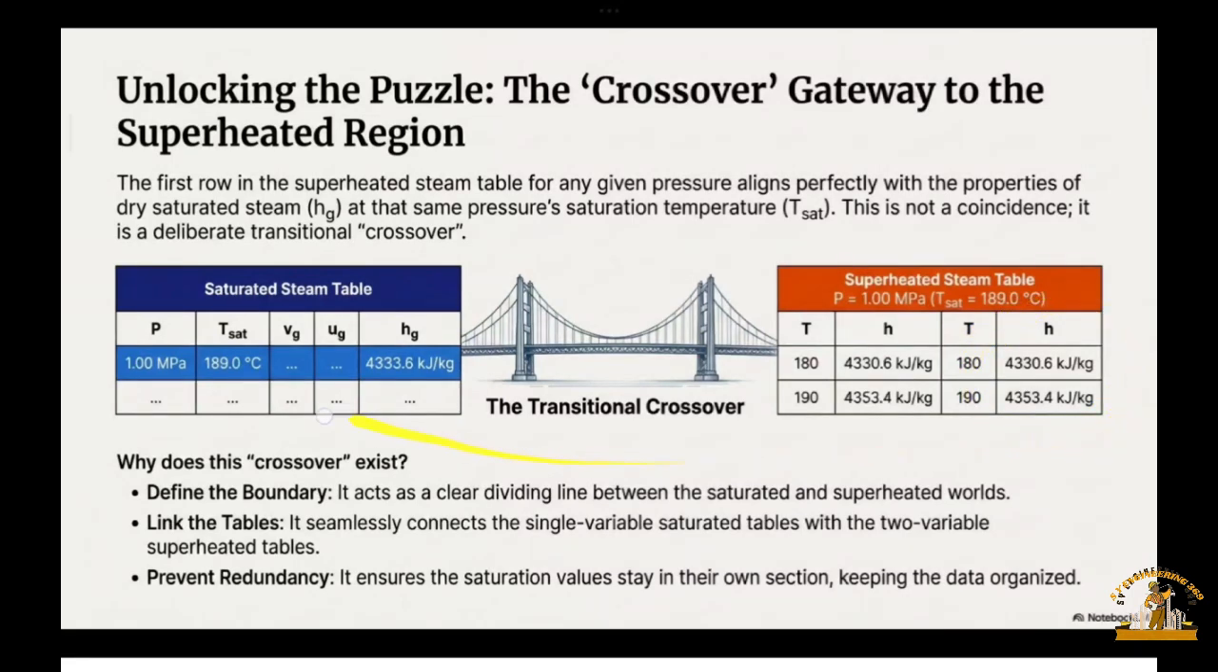Why? Because at the same saturation temperature and pressure, in the superheated and the saturated tables, we have the same enthalpy. Not exactly the same, but very similar. Why does this crossover exist? To define the boundary.